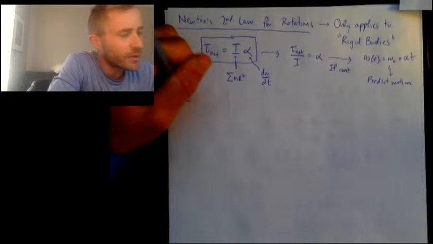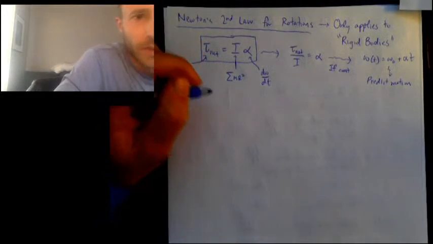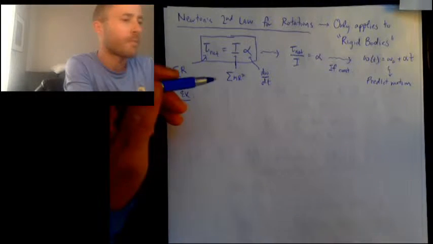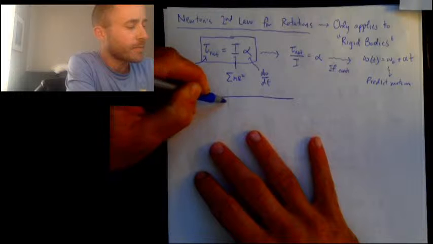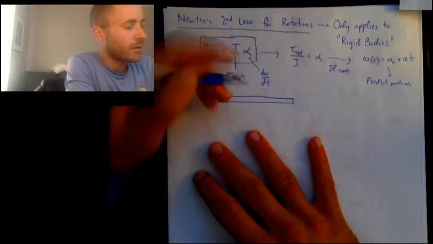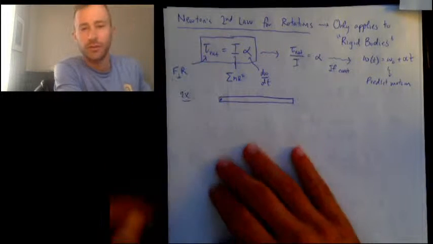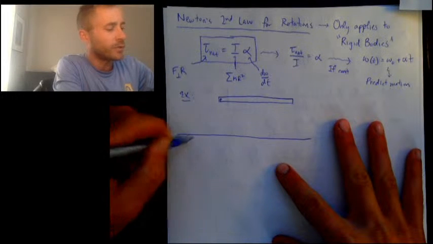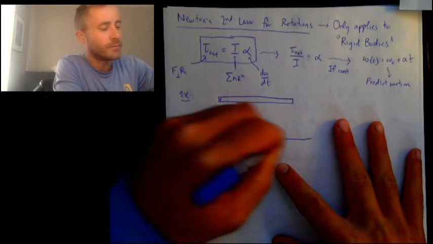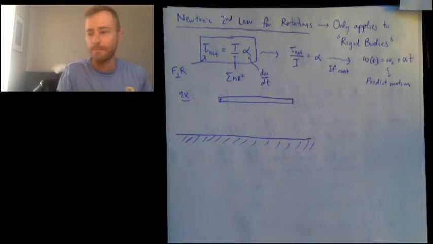And I like this example because it's going to put everything together. So let's suppose we have a rod. The rod is fixed at one end. Here's the ground.